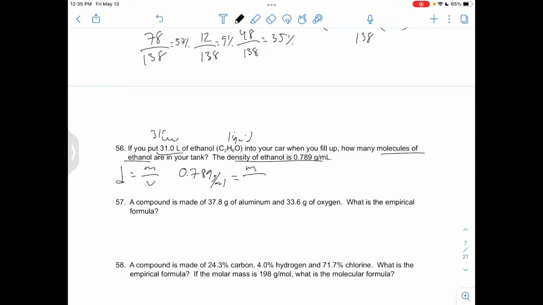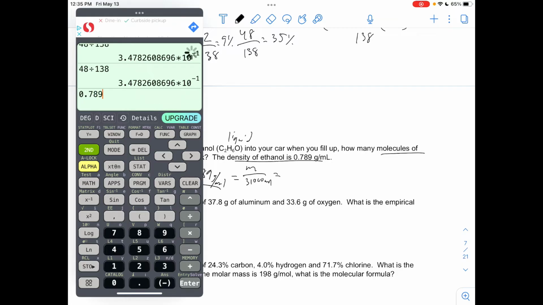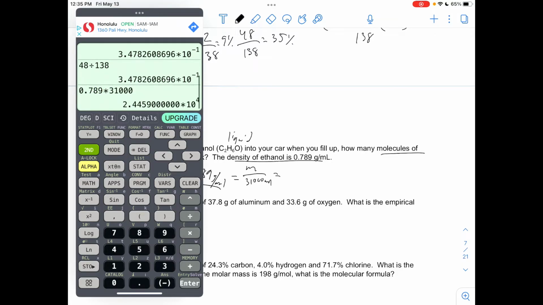31 liters is 31,000 milliliters. Okay, so I'm cross multiplying: m times 1, and 31,000 times 0.789. 0.789 times 31,000 is 2.45 times 10 to the 4th grams.